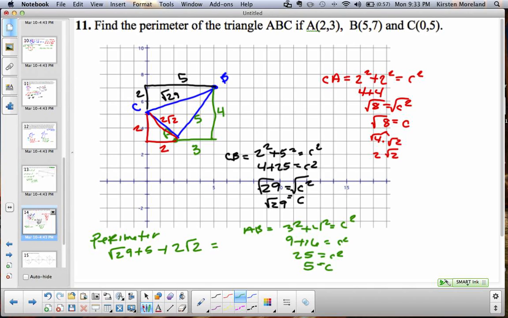And you can leave it like that, or you can type it in your calculator. Excuse me, give me a second to type this in. 29 square root plus 5 plus 2 square root of 2. Let me just calculate that 1 second. 2 times. And then plus 5 plus.